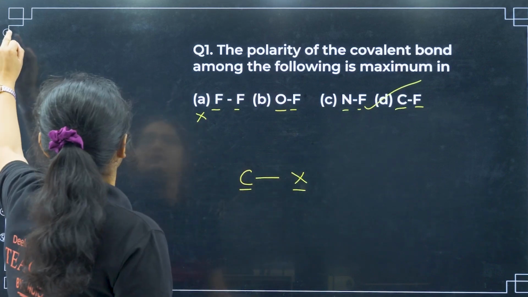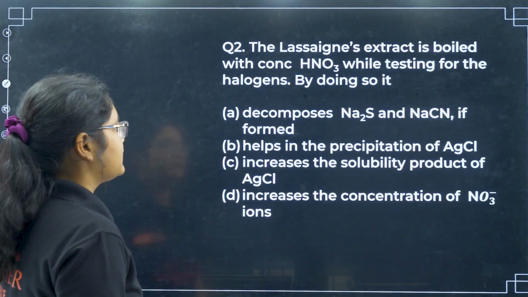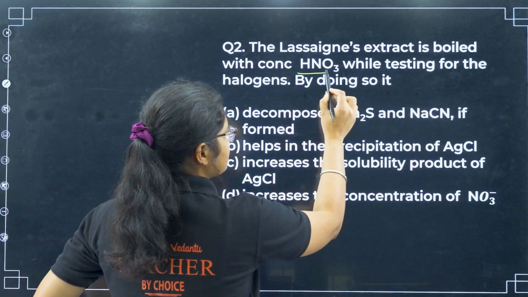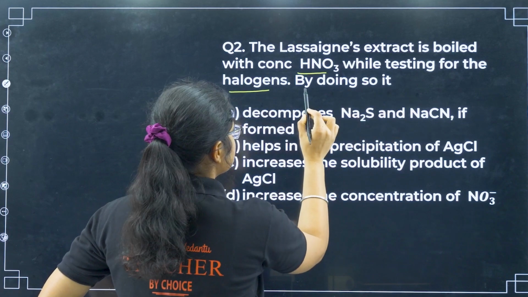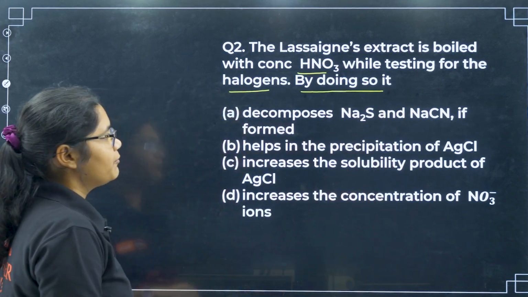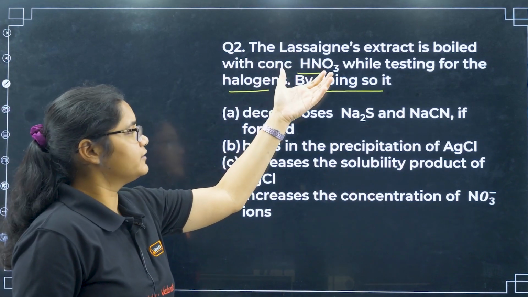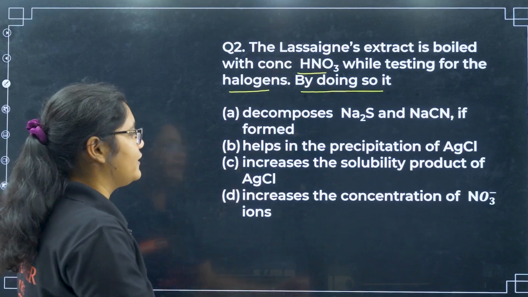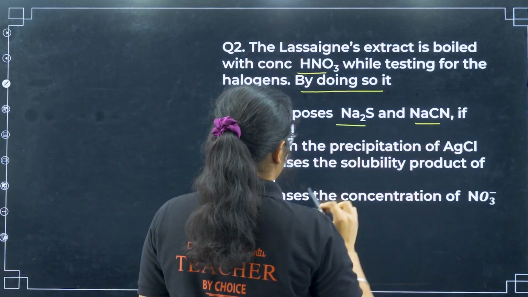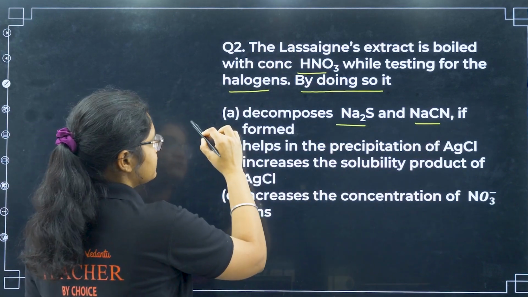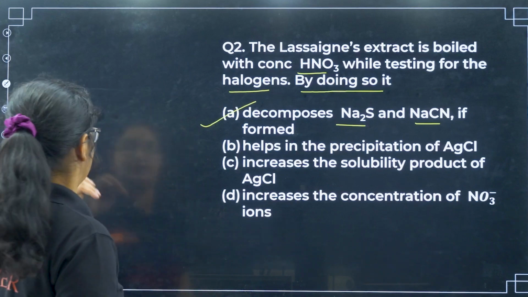Okay. Next, the lassaigne extract is boiled with concentrated HNO3 while testing for halogens. By doing so, when we boil this lassaigne test, we get rid of this Na2S and NaCN if it is formed. Okay, so that is why option number A here.